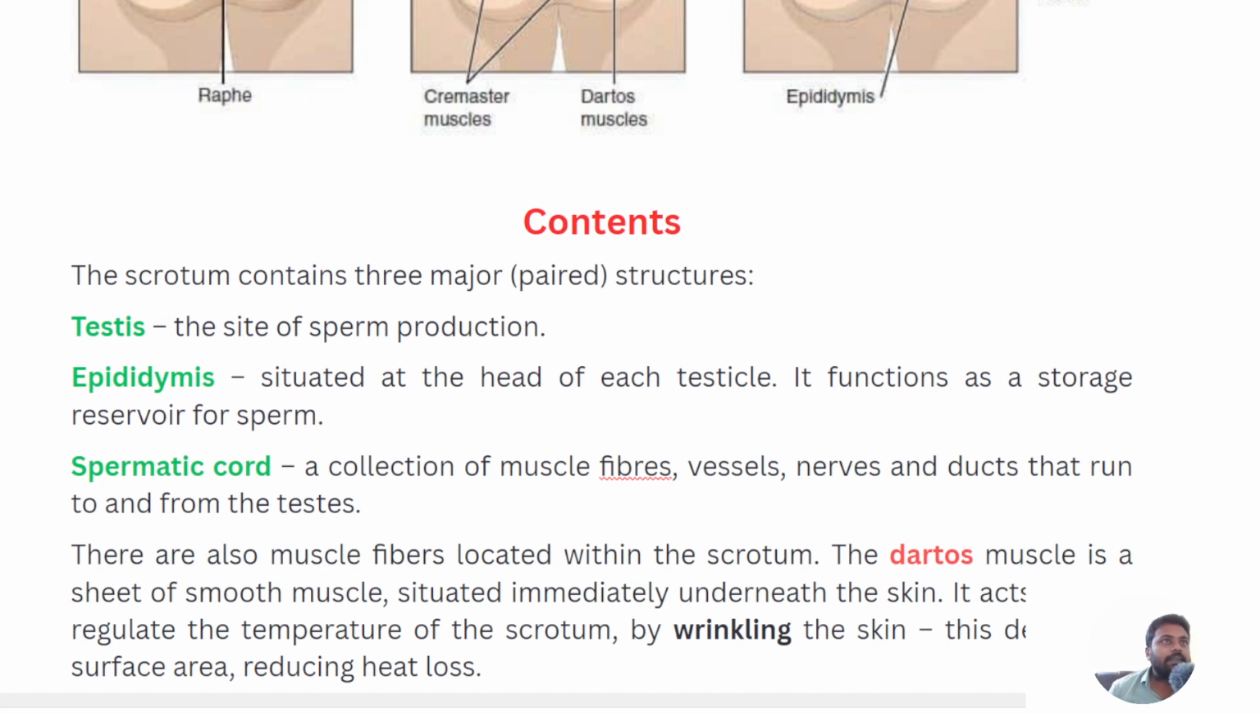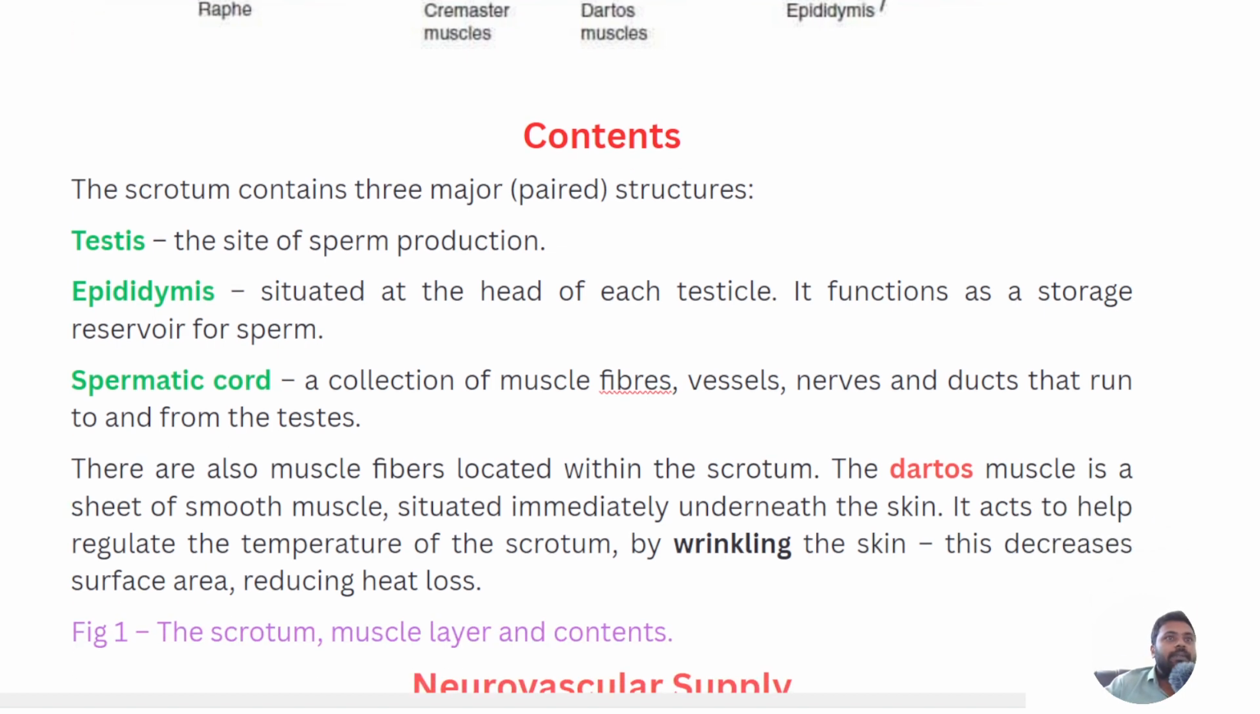The testis is the site of sperm production or spermatogenesis. Epididymis is located at the head of each testicle. It functions as a storage and reservoir for sperm. And spermatic cord, a collection of the muscle fibers, vessels, nerves, and ducts that run to and from the testis.